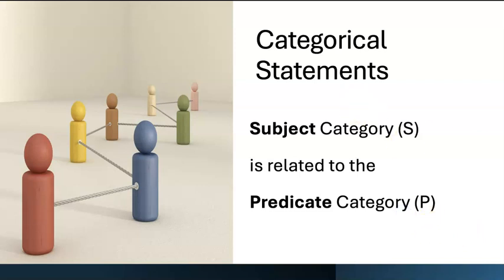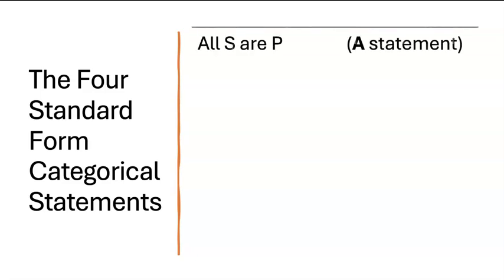So, categorical statements. The first thing is to understand that these are statements that put items in categories or not. Each categorical statement has a subject and relates it in some way to a predicate category. The subject category we just call S for short, and the predicate category we call P. We have four standard forms of these statements.